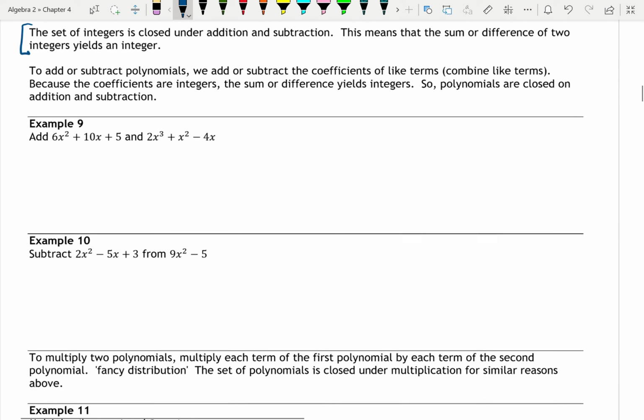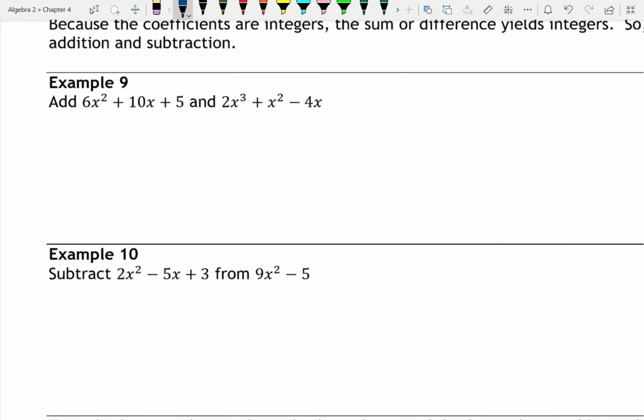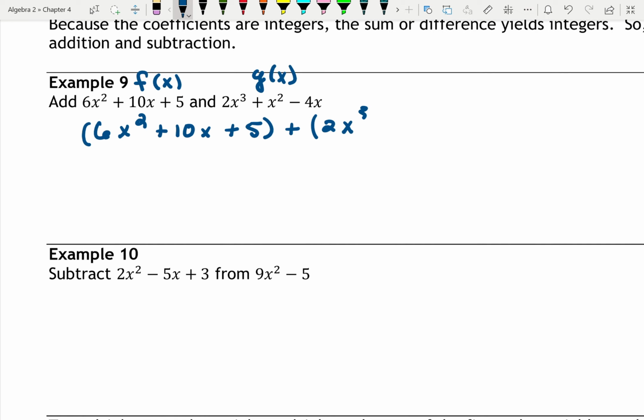We're going to look down at number 9. These are two different functions, so it's not written out very well, but maybe this is f of x and this is g of x. And we're supposed to add them together. So I'm going to say (6x squared plus 10x plus 5), and we should probably have parentheses around that to group it together. And we're going to add together (2x cubed plus x squared minus 4x). So there's our function f and our function g, and we're just adding them together.